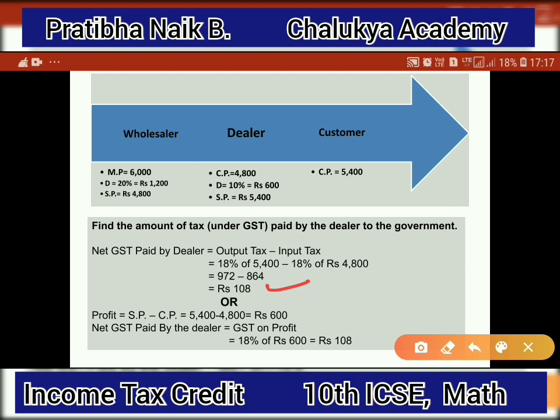The second way you can find out is by finding the profit. So what will be the profit? Sale price minus cost price, that will be rupees 600. So we can straight away find out the GST paid on the profit, that is 18% of 600, that is 108. So by any method you can find out the net GST paid by the dealer. Both the methods you can use for the board exam. Okay, so this is all about the example.